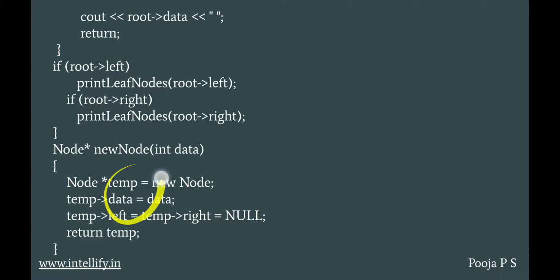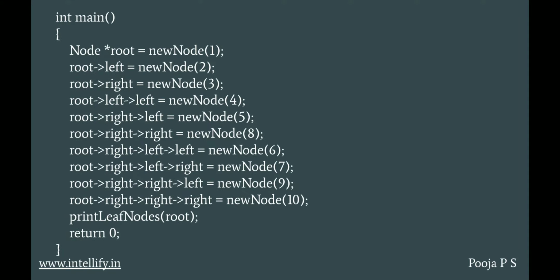And this is the function for creating the nodes, new node. Here we are storing the data in the data field, and we are assigning null values to the left and right children. So this is the driver program, that is the main function.